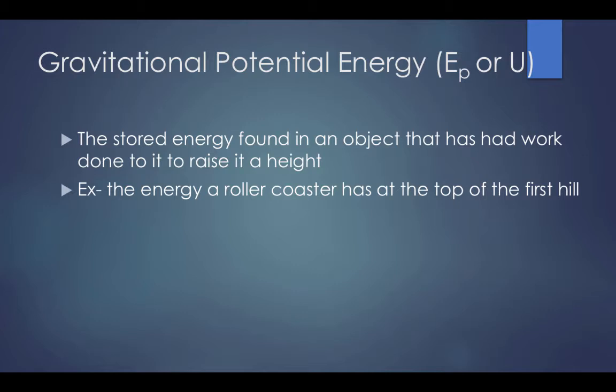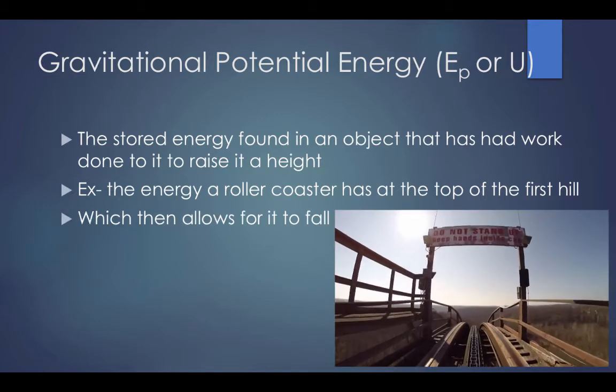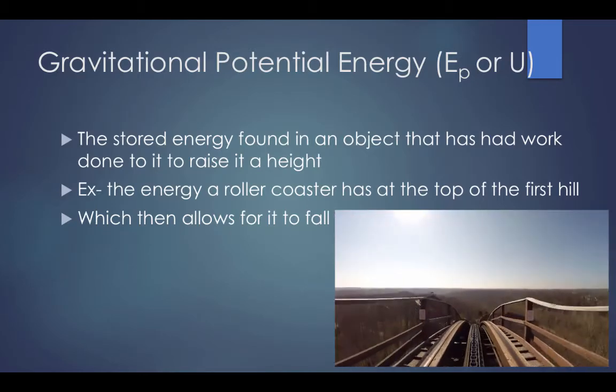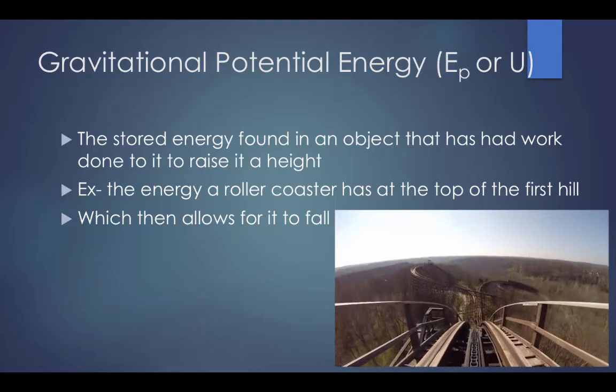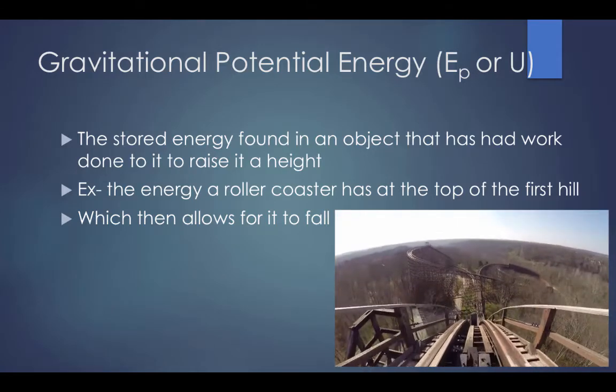An example of this would be the pulling of a roller coaster car to the top of the first hill. As a result of the work done by the motor, the roller coaster cars have displaced up a height. The work done by the motor is now stored in the cars, which will allow for them to fall down in the future.